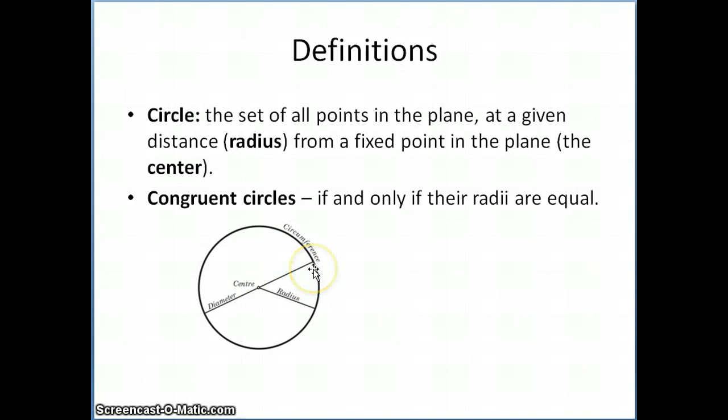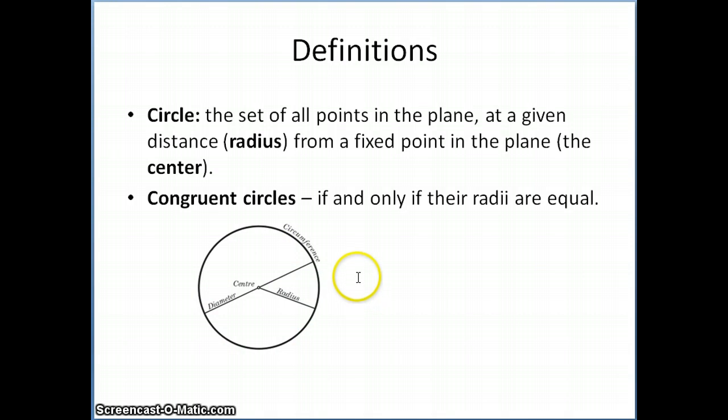So for example, if you want to find out all the points such that the distance from this fixed point is 3, then we can generate a circle.